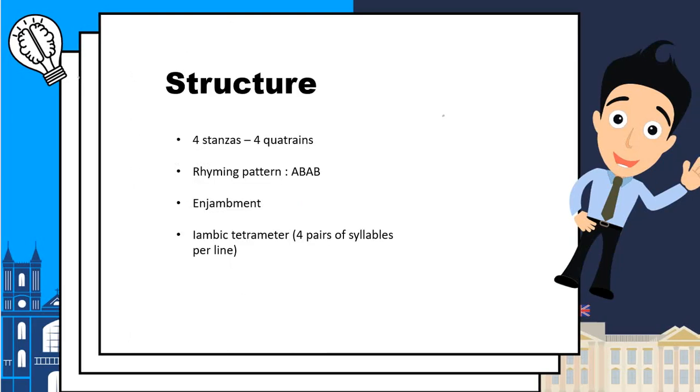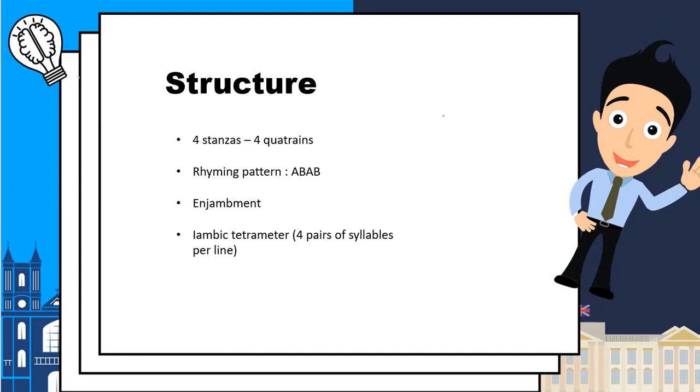So the structure, we have the 4 stanzas of 4 quatrains, the rhyming pattern, the enjambment, and the iambic. Now, usually when we talk about iambic, you probably are aware of iambic pentameter. When we think of the sonnets and we think of Romeo and Juliet, we think about Shakespeare writing these love stories and using this beautiful language of iambic pentameter. Iambic tetrameter is very similar. The only difference is pentameter has 5 pairs of syllables, tetrameter has 4.